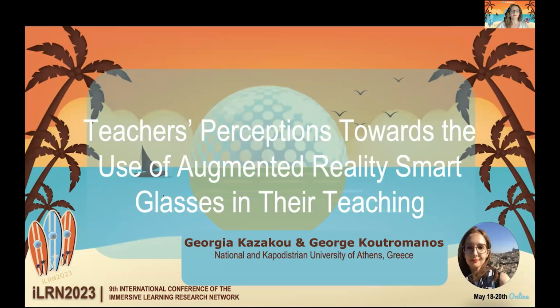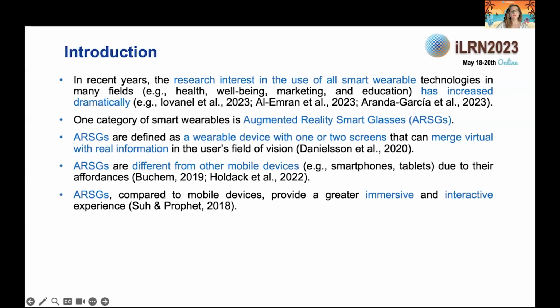Recently, smart wearable technologies have been used in many fields, such as health and education, resulting in an increase of research interest. One category of smart wearables is augmented reality smart glasses. They are defined as a wearable device with one or two screens that can merge virtual with real information in the user's field of vision. They differ from other mobile devices, such as smartphones and tablets, due to their affordances, and compared to mobile devices, they provide a greater immersive and interactive experience.